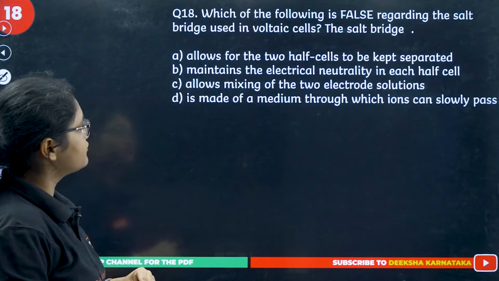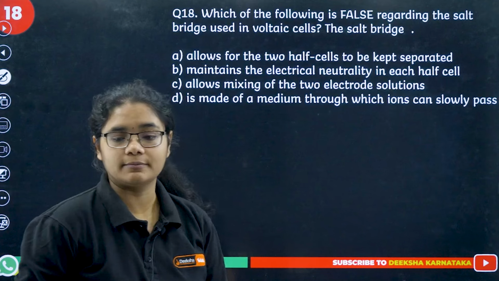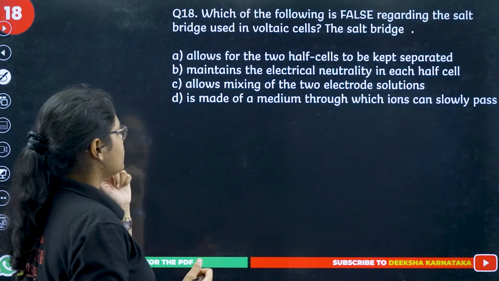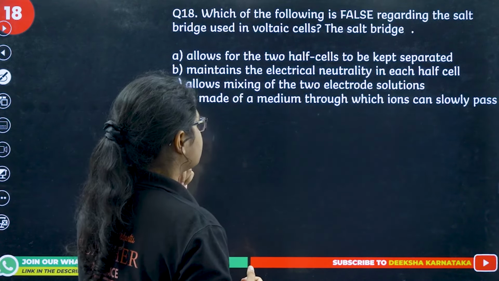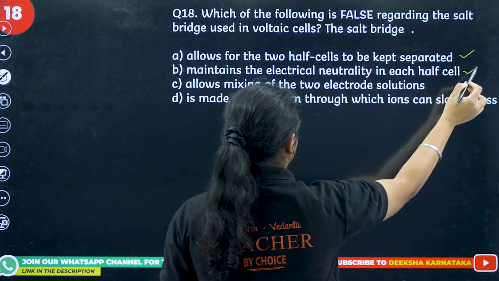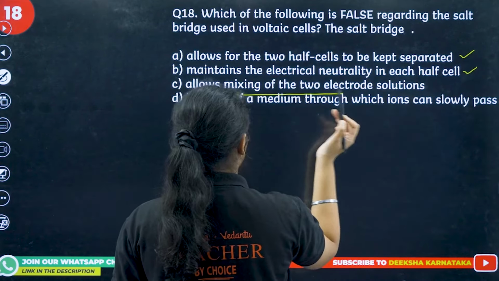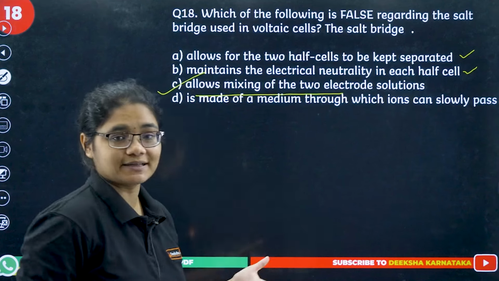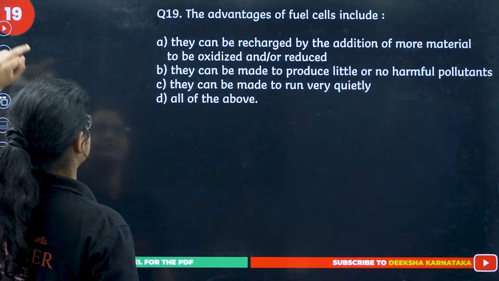Next, which of the following is false regarding the salt bridge used in voltaic cell? The salt bridge allows the two half cells to be kept separated, yes. Maintains the electrical neutrality, yes. Allows mixing of two electrode solutions, no, it keeps it separate, right? So that is why option number C.